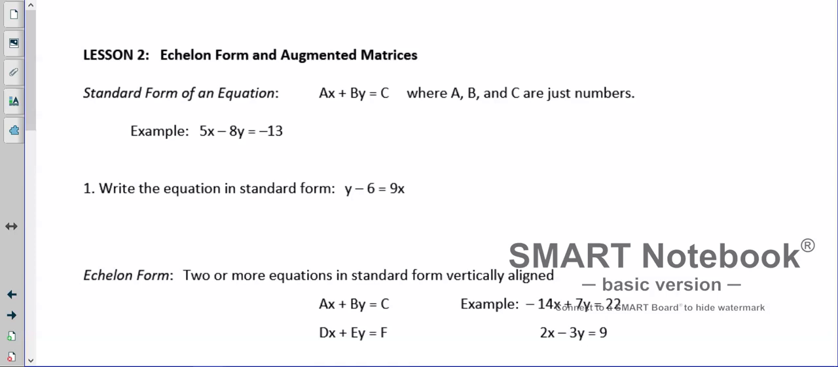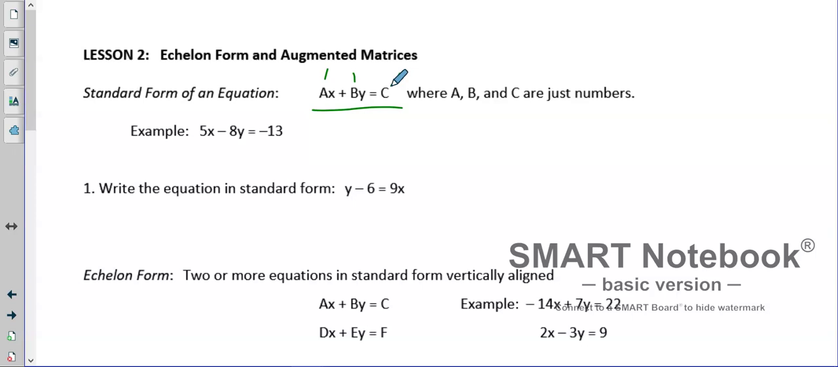All right, day 2, system of equations. We're going to be focusing on echelon and augmented matrices. So, standard form of equation right here, ax plus by equals c. A, b, and c are just numbers. A and b are the coefficients of the x and y. C right there is your constant.